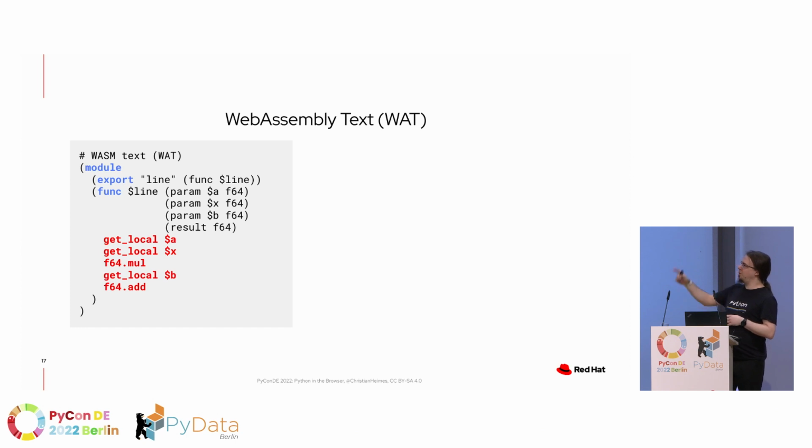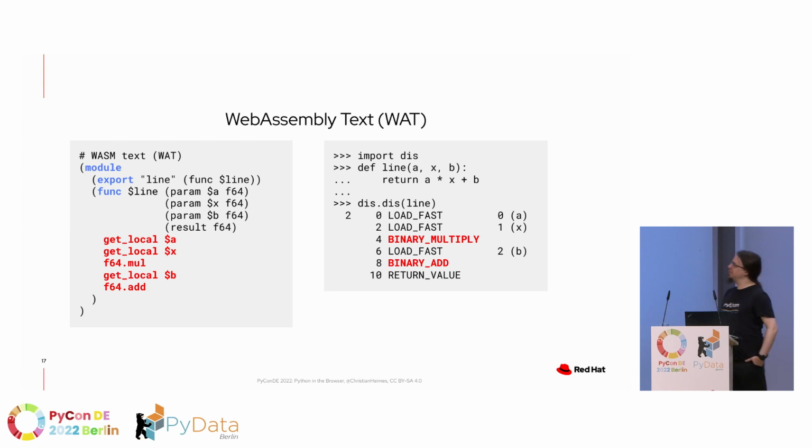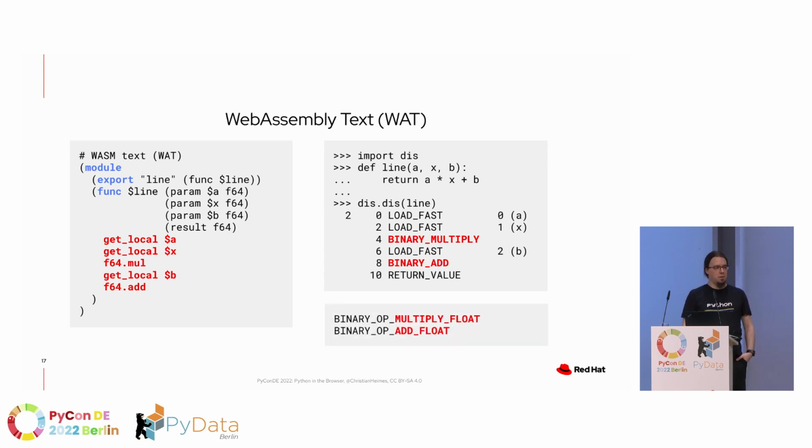That's how you would write WebAssembly in text. They have a text format and a binary format. And that's WebAssembly. And not just WebAssembly, if you disassemble Python code, it looks very much the same, because we also use the stack machine. And in 3.11, we're going to have some optimization, so we actually have operations that can do fast operations on floats.